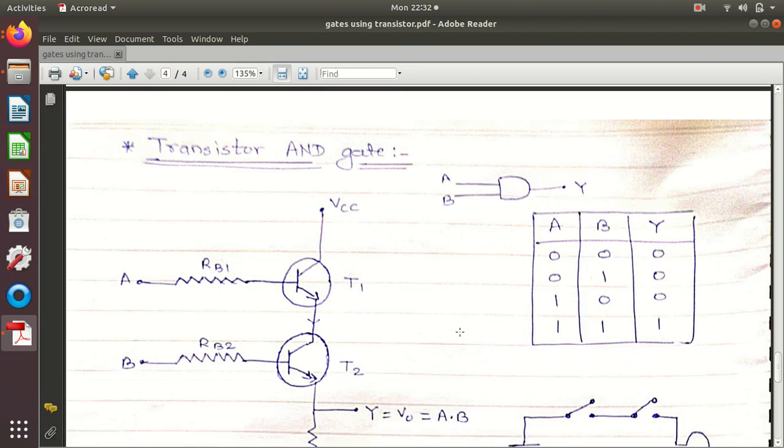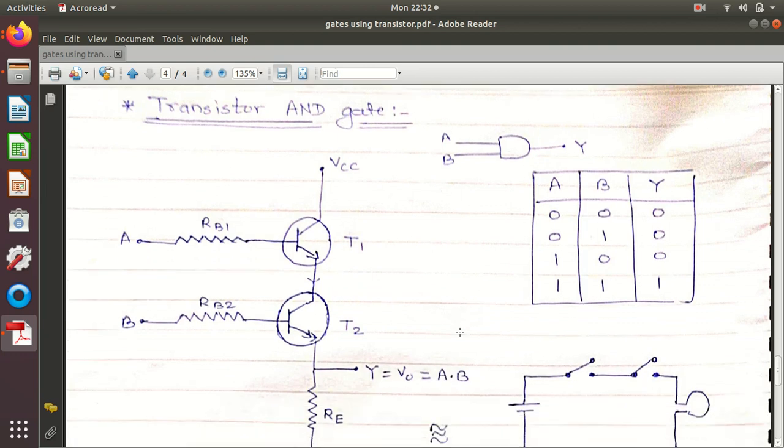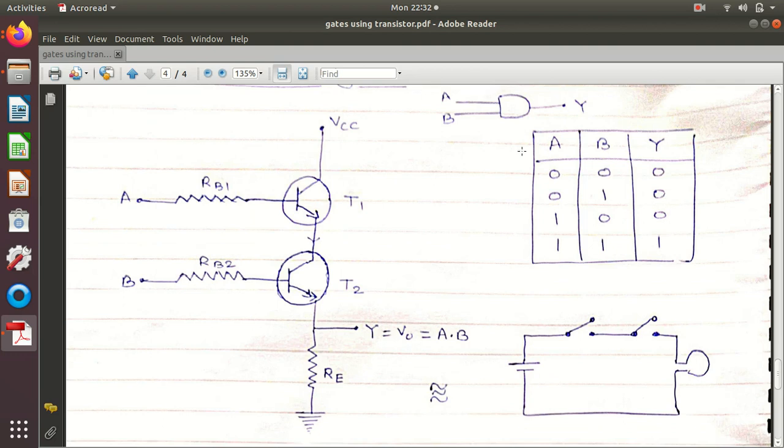Now, again one of the very important gates, that is the AND gate. Let us see how we can construct an AND gate by using transistors. This is the symbol of the AND gate. The function of the AND gate is equivalent to the algebraic multiplication, you can say.